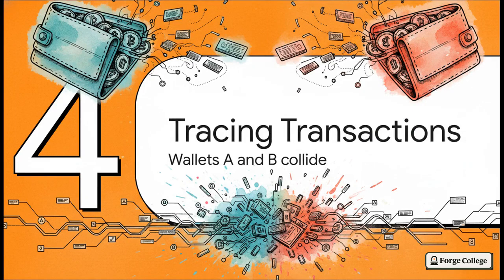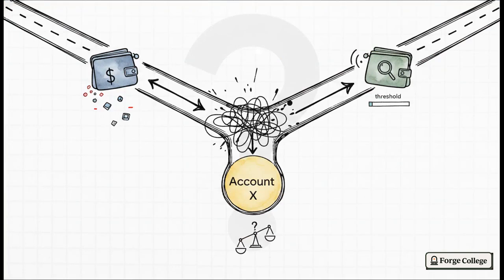Let's bring it all together in Section 4, tracing a real transaction. Wallets A and B collide. Because theory is great, but we really need to see this in action. Let's trace a real transaction to understand what actually happens when these execution models are pushed to their absolute limits under heavy contention. Imagine a scenario where two users, let's call them Wallet A and Wallet B, are interacting with the network at the exact same moment.